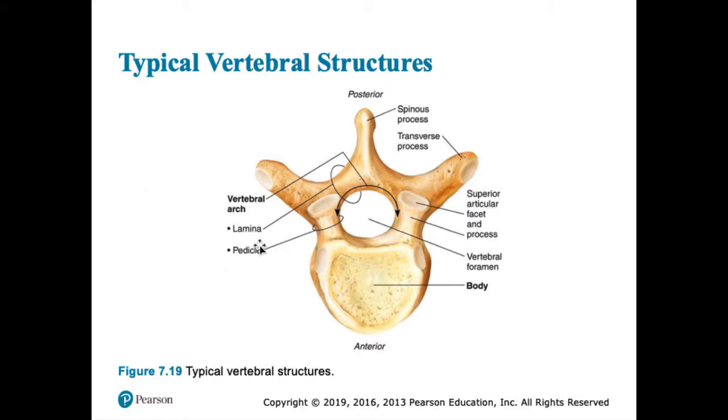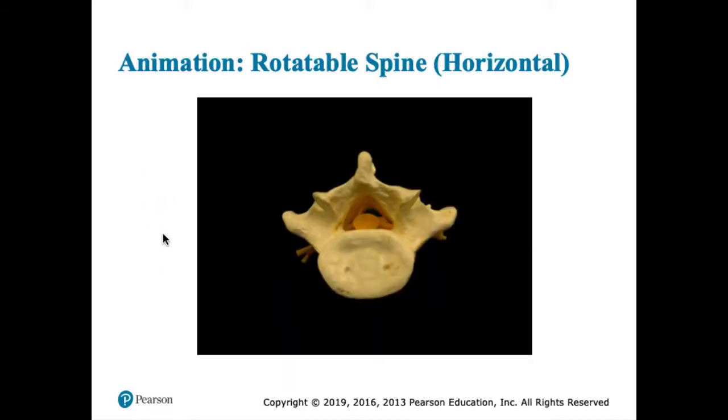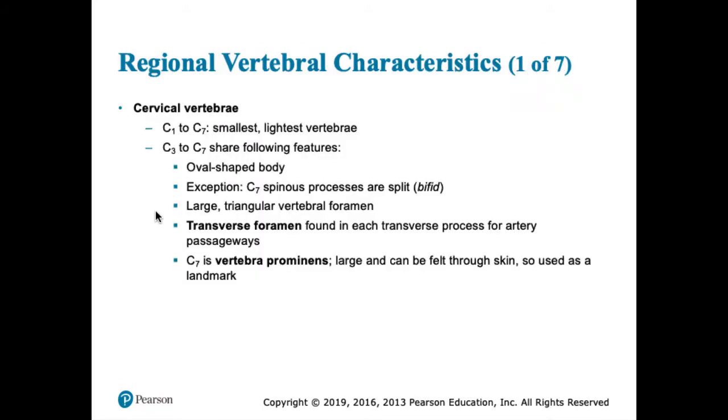Make sure that you understand each of these vertebral structures and the markings and the processes that are there. The vertebrae have 7 processes: the spinous process, the 2 transverse processes, which project laterally, the 2 superior articular processes, which protrude superiorly, and the 2 inferior articular processes, which protrude inferiorly. And so here is an animation. I'm not going to play it for this video, but if you go into your PowerPoints without this recording on them, you can listen to that one as well.